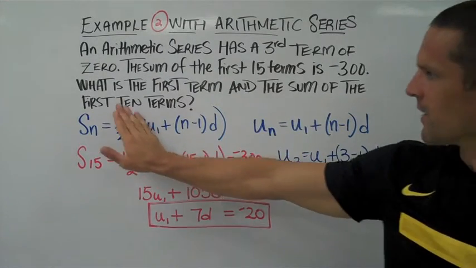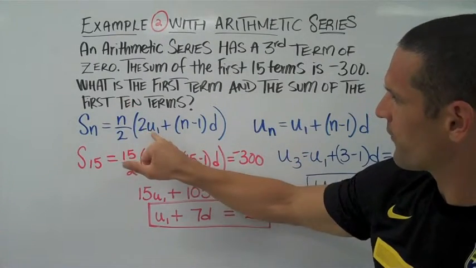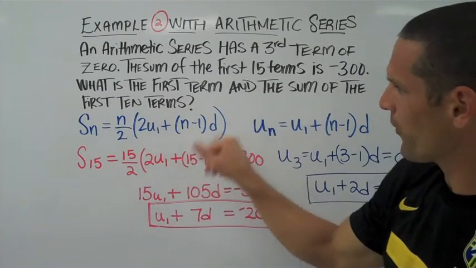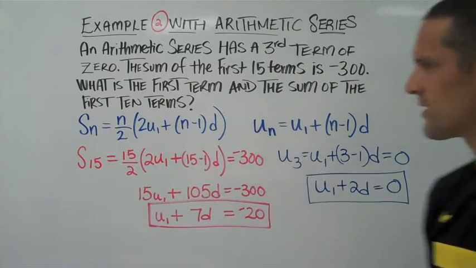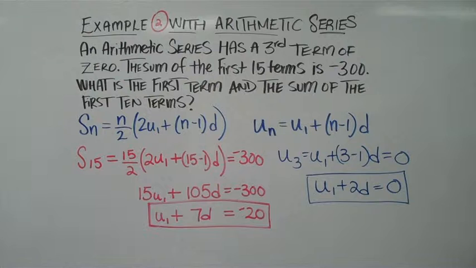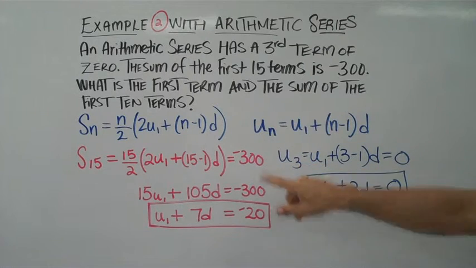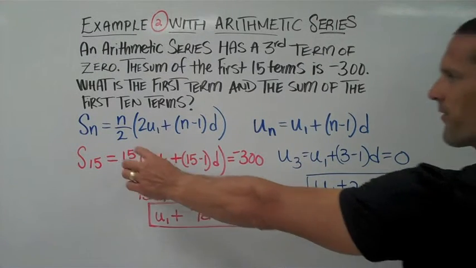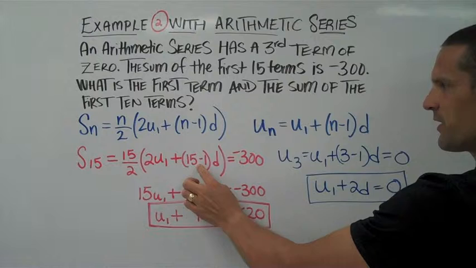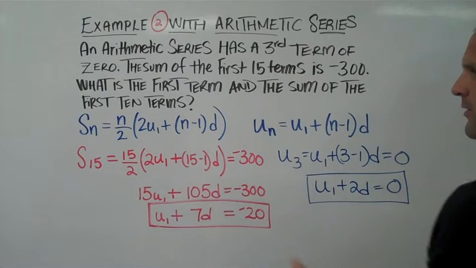So I know that I take my formula for the sequence, multiply the first term by 2, and the whole thing by n over 2, and I get the sum of the first n terms, which is the series now. Well, it tells me if n is 15, then the sum is equal to negative 300. So I plug in a 15 for n, and I set it equal to negative 300.